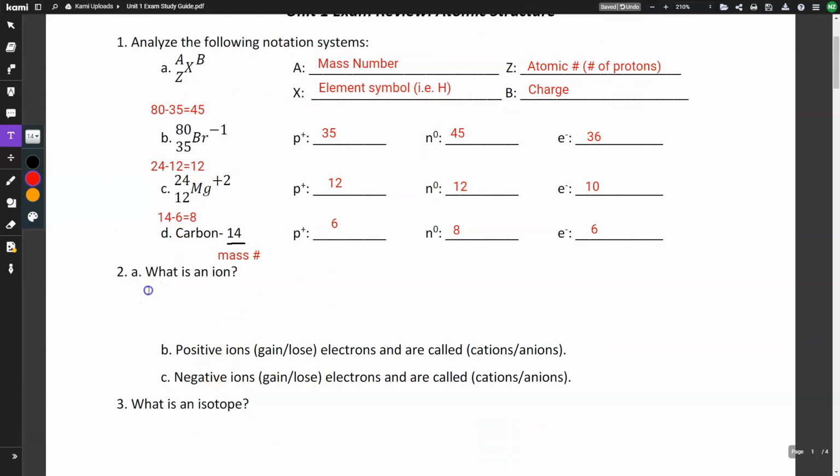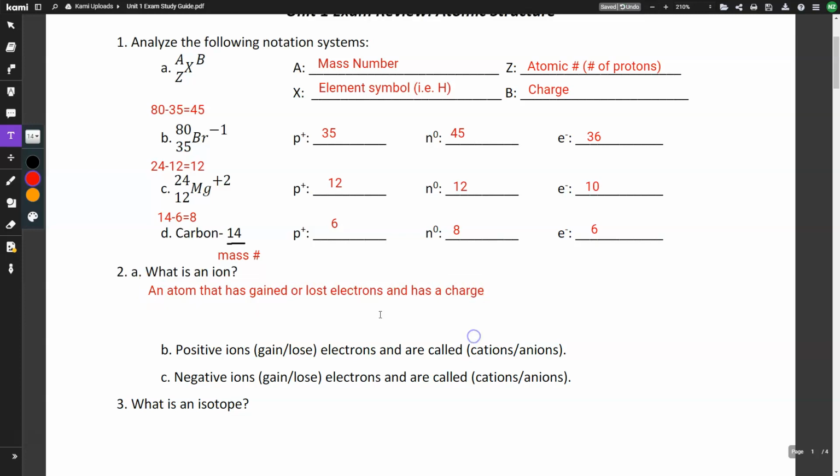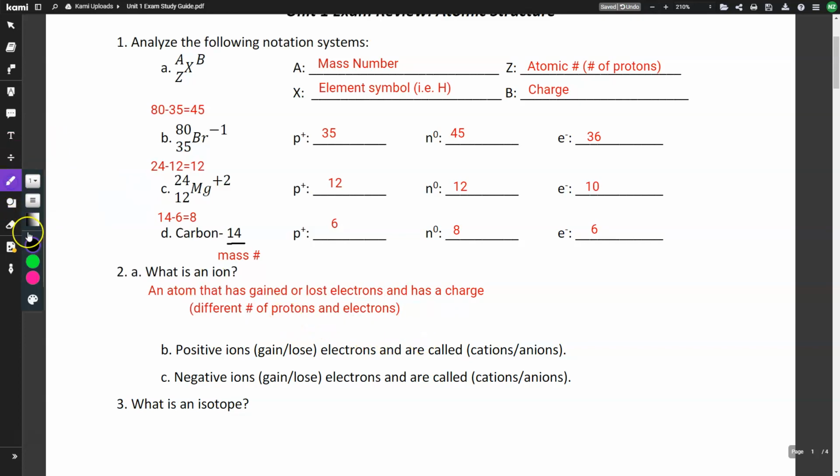Okay, what is an ion? An ion is an atom that has gained or lost electrons and has a charge. Another way of putting that is a different number of protons and electrons. They can't be the same. So for example, this would be an ion because it has a +2 charge. This would be an ion because it has a -1 charge. Carbon has 6 and 6 in this example, so it would not have a charge. It would be an atom.